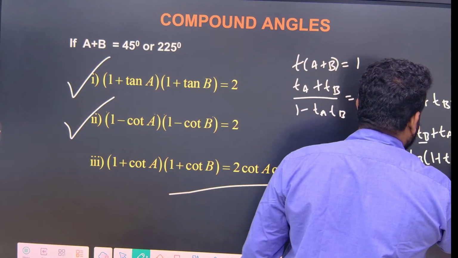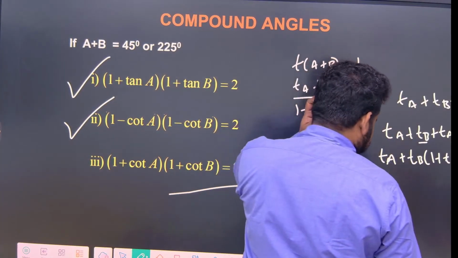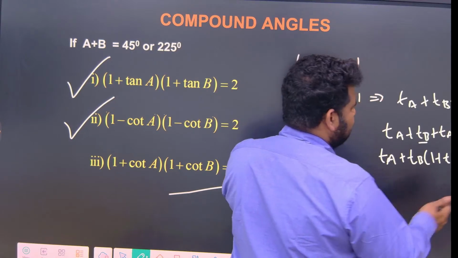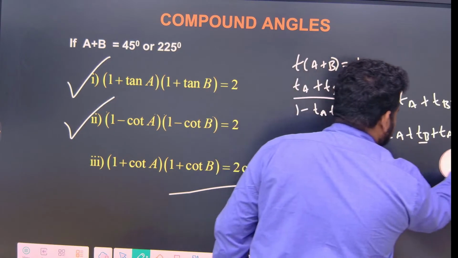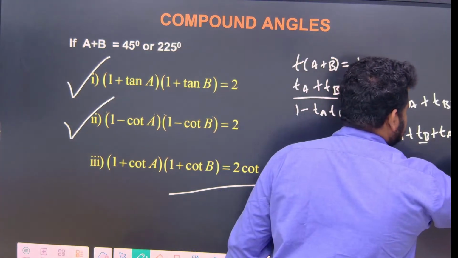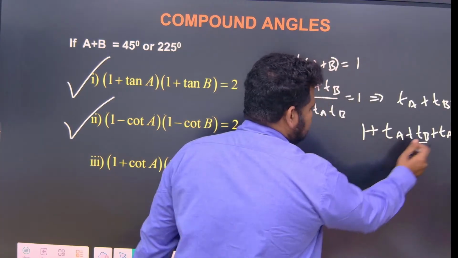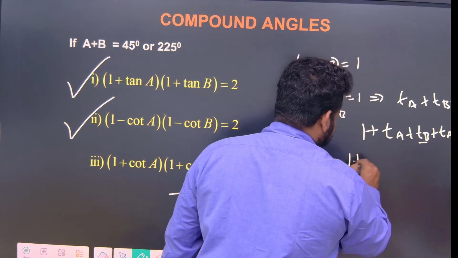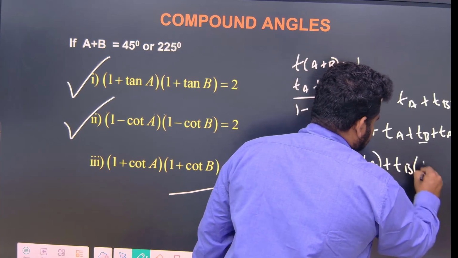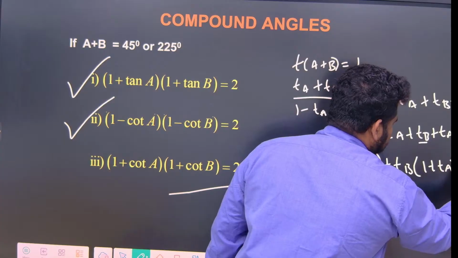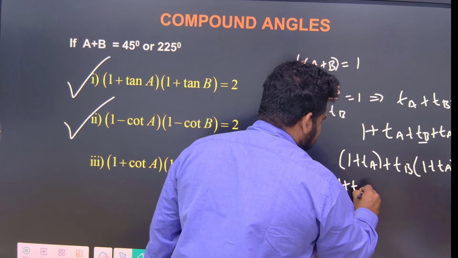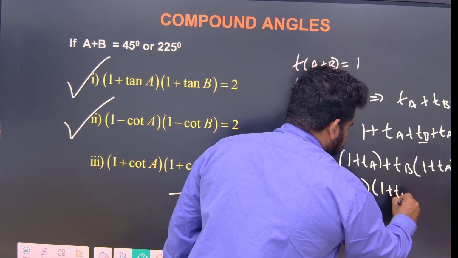That will be equal to 1. Just a minute. Let us add 1 on both sides, plus 1 plus 1. Now take tan B common. So this will be 1 plus tan A, plus tan B into 1 plus tan A, that is equal to 2. Now 1 plus tan A is there. This will become 1 plus tan A into 1 plus tan B is equal to 2.